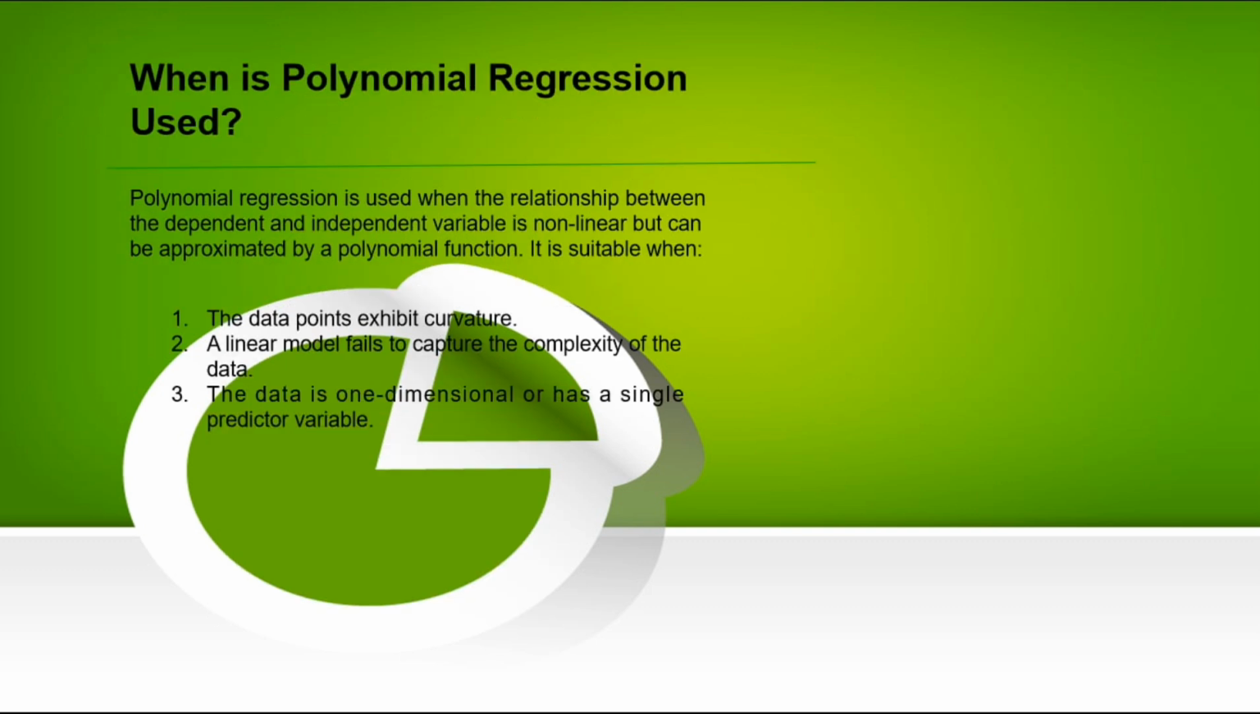So, when is polynomial regression used? Polynomial regression is used when the relationship between the dependent and the independent variable is nonlinear, but can be approximated by a polynomial function. It is suitable when the data points exhibit curvature, a linear model fails to capture the complexity of the data, or the data is one-dimensional or has a single predictor variable.